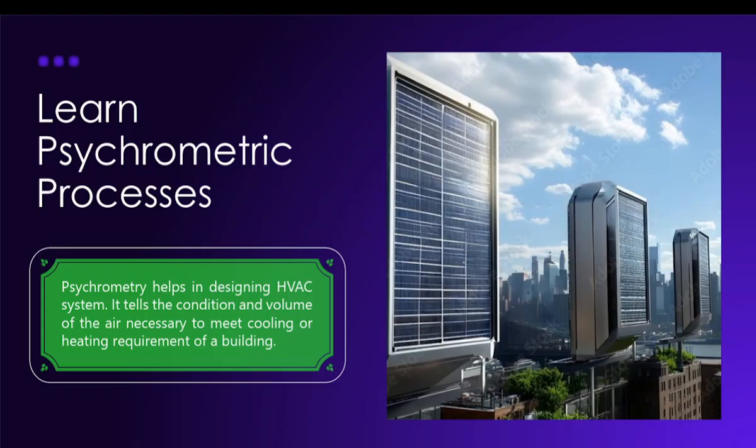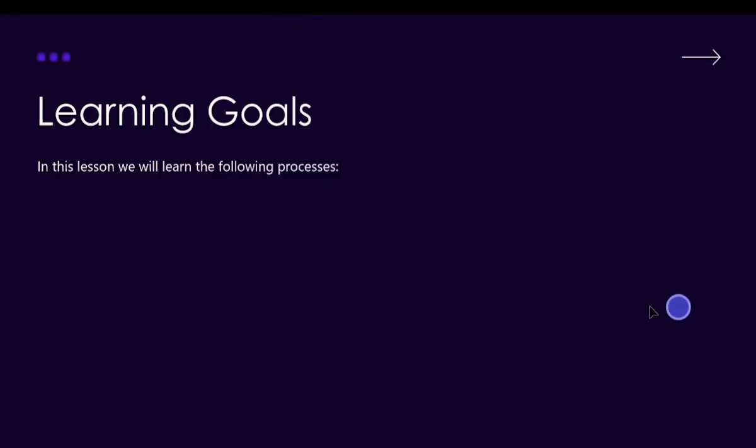So psychrometry helps in designing HVAC systems. It tells the condition and volume of the air necessary to meet the cooling or heating requirement of a building. Here the condition means the temperature and the other parameters or properties of the air such as relative humidity or specific humidity. Mostly we talk about relative humidity. So all these will be studied in this slide.